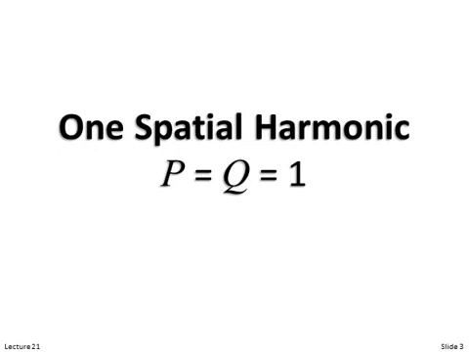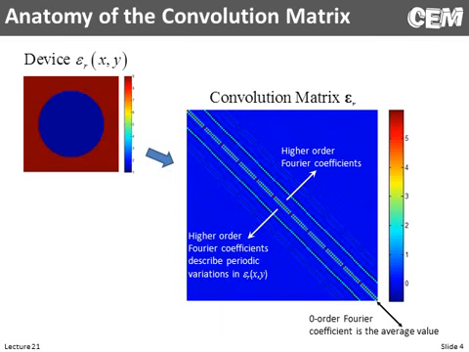On to the deal of one spatial harmonic and what that means. First, we want to take a look at the convolution matrix again. So at the upper left, we have a unit cell. It's some kind of dielectric with an air hole. So remember, in the direction coming in and out of the screen here, that's infinitely extruded. When we look at the cross section, we construct a convolution matrix, and I'm showing that on the right.